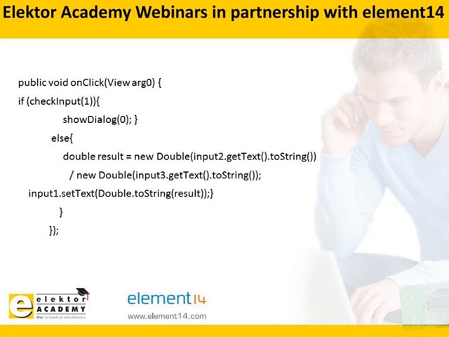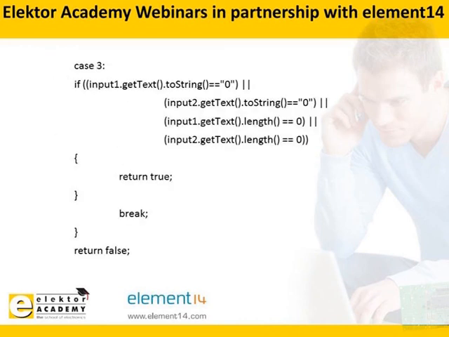So this is the onClick listener. If you click this button, at first we check the input, if it's valid at all. If not, we show the dialog which we have seen, the error. And if everything is correct, we calculate the result from the values in the fields and put it into the third field. This is not the complete code, it's a part of the method which checks the input.